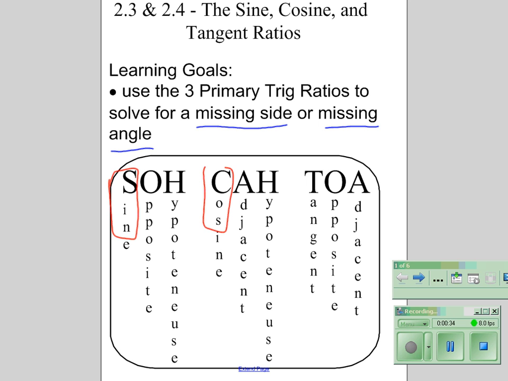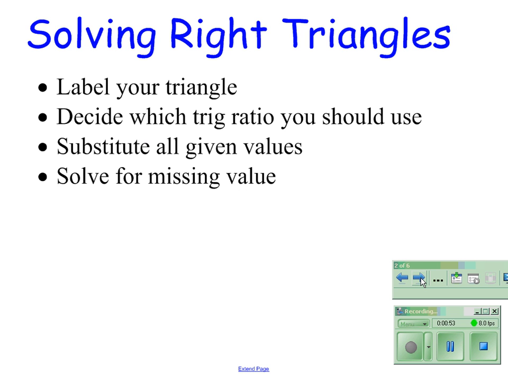On your calculators, these are the buttons you're going to see. You're going to see sin, cos, and tan, and they represent the ratios between the opposite and hypotenuse for sine, the adjacent and the hypotenuse for cos, and the opposite and the adjacent sides for tan. And I'll show you how they work. Anytime you are solving a right triangle, based on the information you have, label your triangle, decide which ratio you should use, substitute the values, and then solve for missing values.